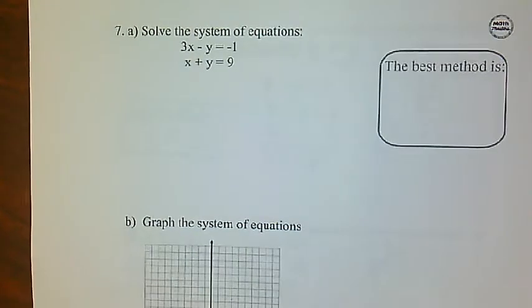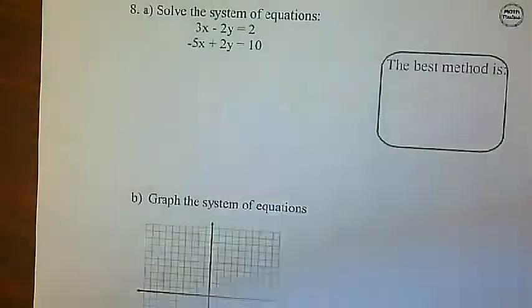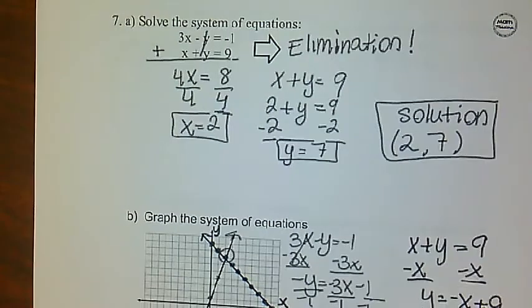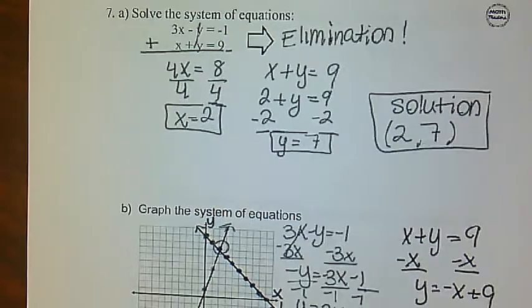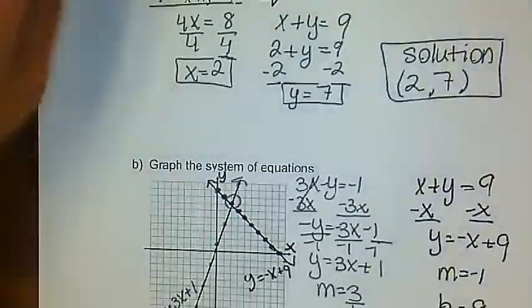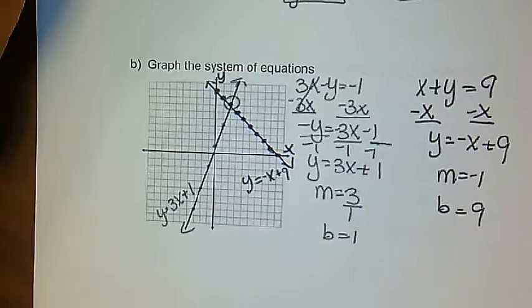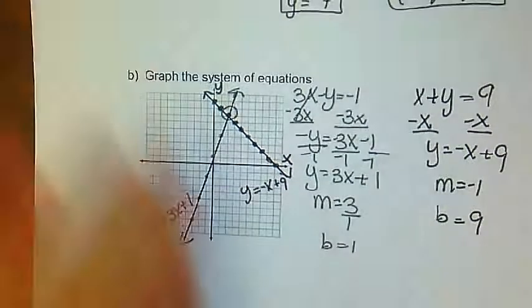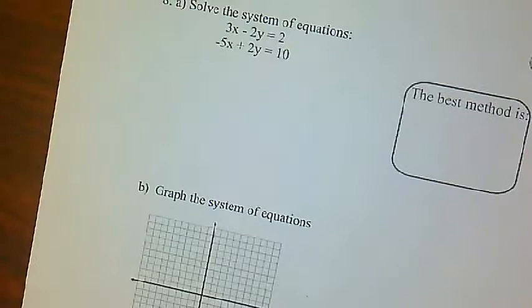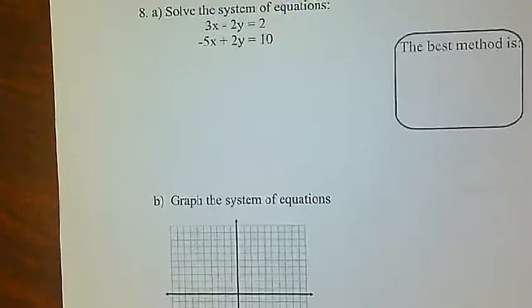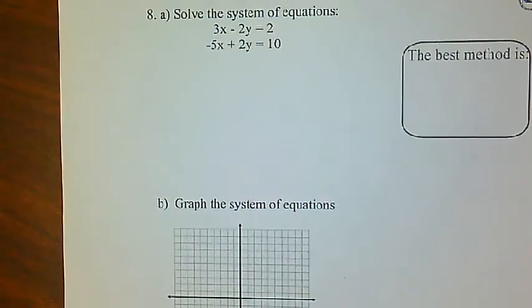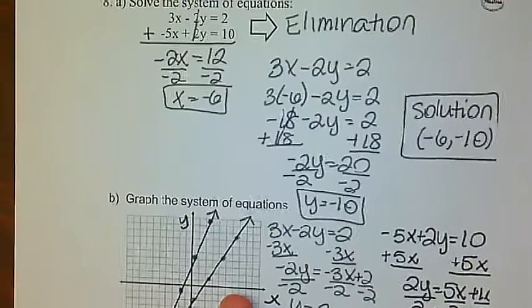All right, so again, I see that negative y and a positive y, so elimination would be best. And that is what the graph would look like. And one more for the road. 3x minus 2y equals 2, and then negative 5x plus 2y equals 10. That one, elimination would be best.